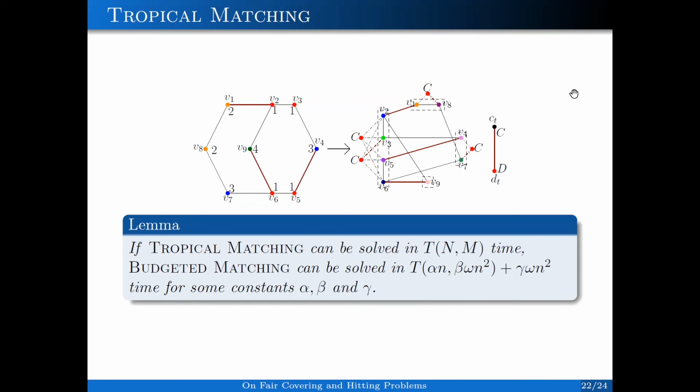And this reduction is fairly complicated, and I have to skip it in this talk. But what we essentially show is if tropical matching can be solved in T(n,m) time, then budgeted matching can also be solved in T(alpha n, beta omega n^2) plus gamma omega n^2 time for some constants alpha, beta, and gamma. And as tropical matching can be solved in order of nm time, we obtain the desired order of omega n cube bound.